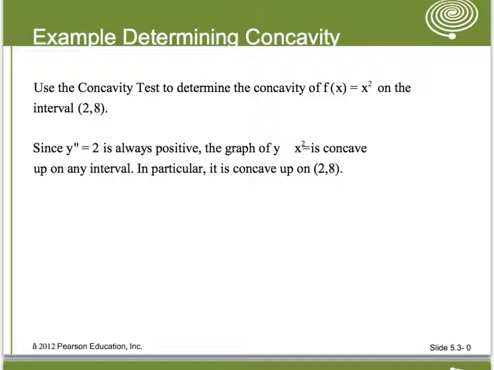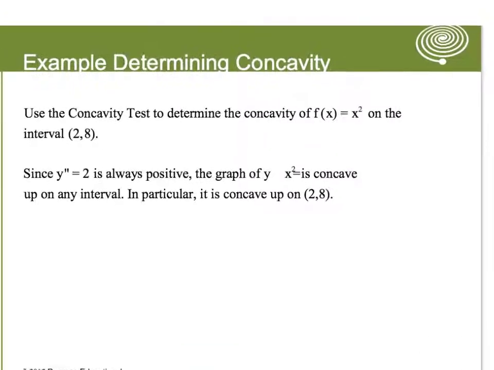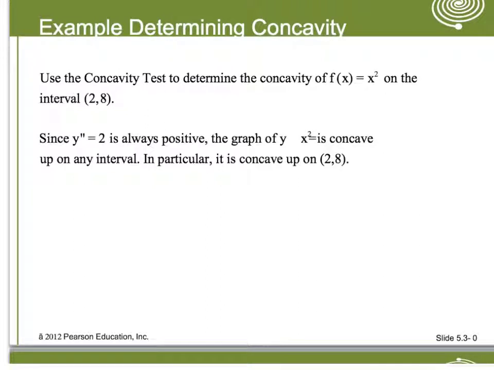This slide right here is using the concavity test on the function f of x equals x squared. So we need to find our second derivative. So we take our first derivative first, which is 2x. Then you take your second derivative, which is 2.